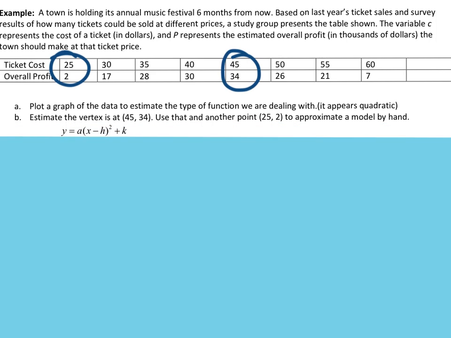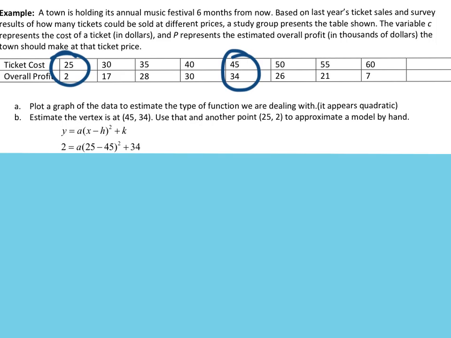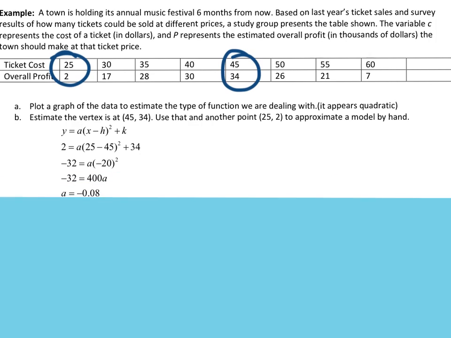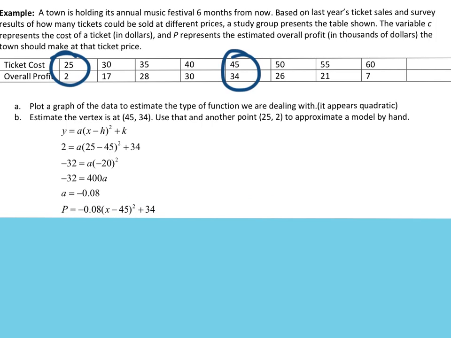So we'll take the vertex form, plug in x, y, h, and k, and then solve for a. And here we get negative 0.08 for a. So we can write our equation: P equals negative 0.08 times (x minus 45) squared plus 34.